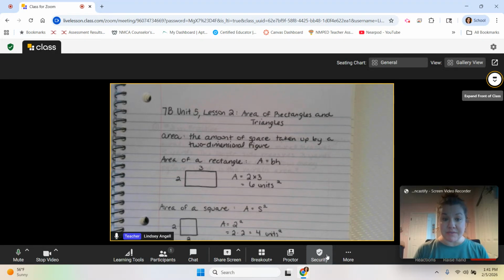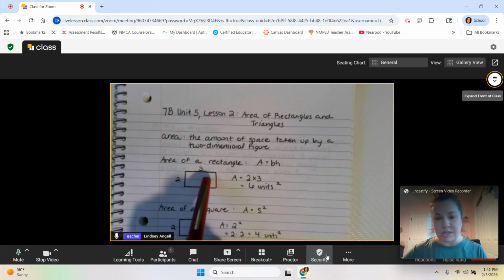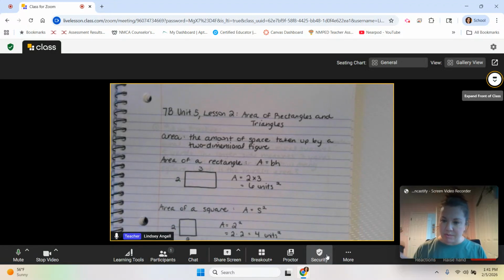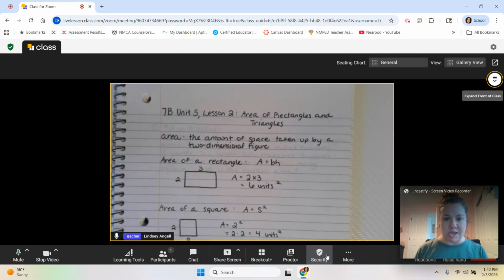So, the definition of area is the amount of space taken up by a two-dimensional figure. Even if we were just to look at this rectangle right here, and if I were to scribble it all in, we're looking at how much area, or how much space, it takes up, okay? So in this lesson, we're going to focus on two different shapes: rectangles and triangles. Squares we're going to talk about as well, but technically they're just a special type of rectangle.